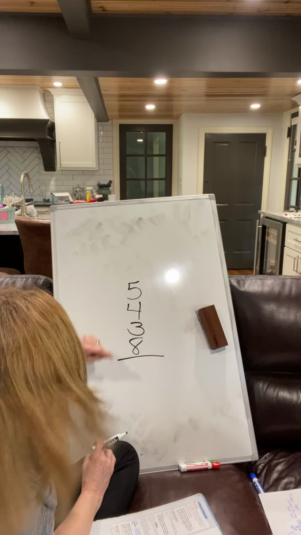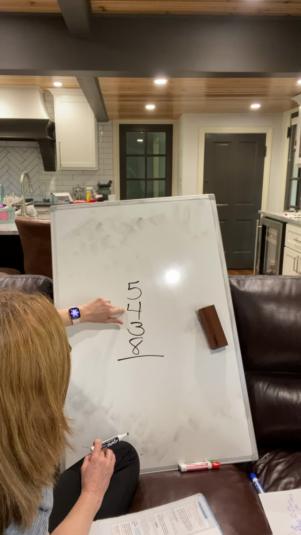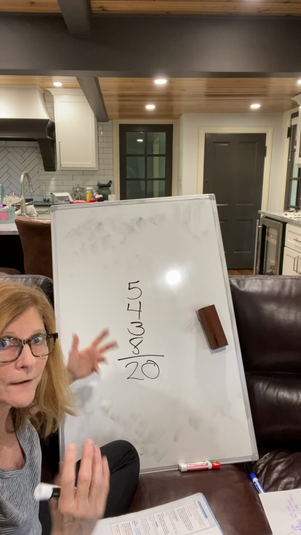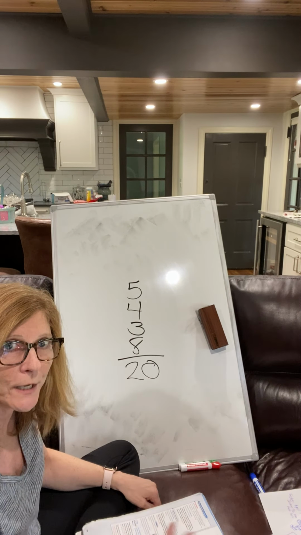Let's count them up. 5 and 4 is 9. 9 and 3 is 12. 12 and 8 is 20. Okay, so we've got 20 players. Now, since there were 4 vans, what's the average number in each van? 5. There'd be 5. The average is 5 players per van.